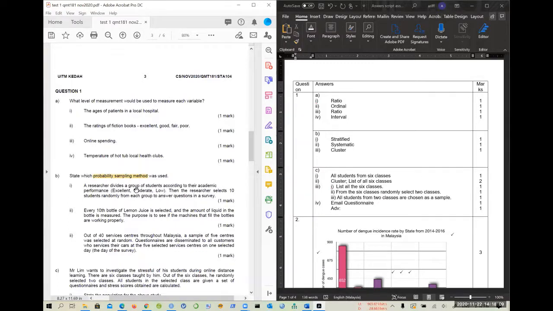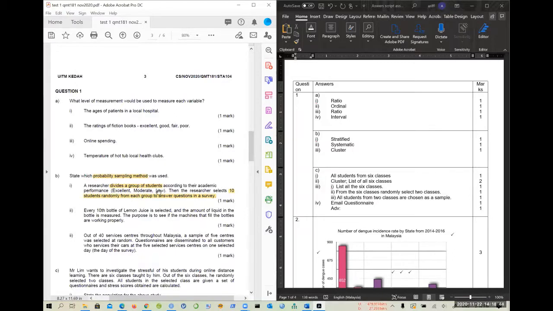The first key idea here is that it divides a group of students. The second keyword here is select 10 from each. First it says divide, and then it has the phrase from each group. So this is another indicator.